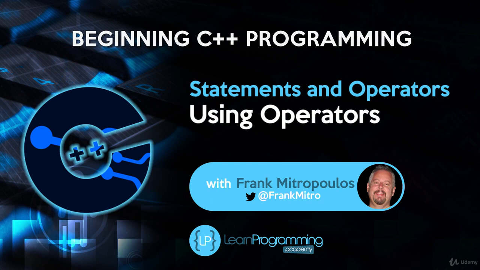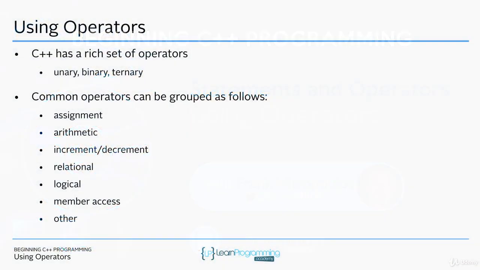C++ has a rich set of operators that can be used to build up expressions. Most of the C++ operators are binary operators, which means they operate on two operands, for example, the multiplication operator. However, some are unary operators, which means they operate on only one operand. An example of this is the unary minus operator, which simply negates its operand.